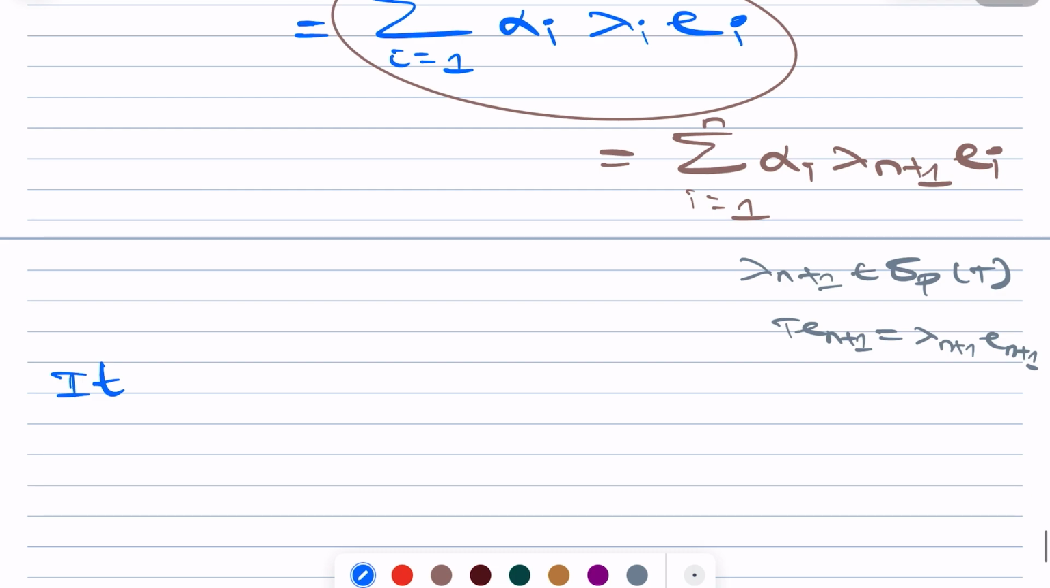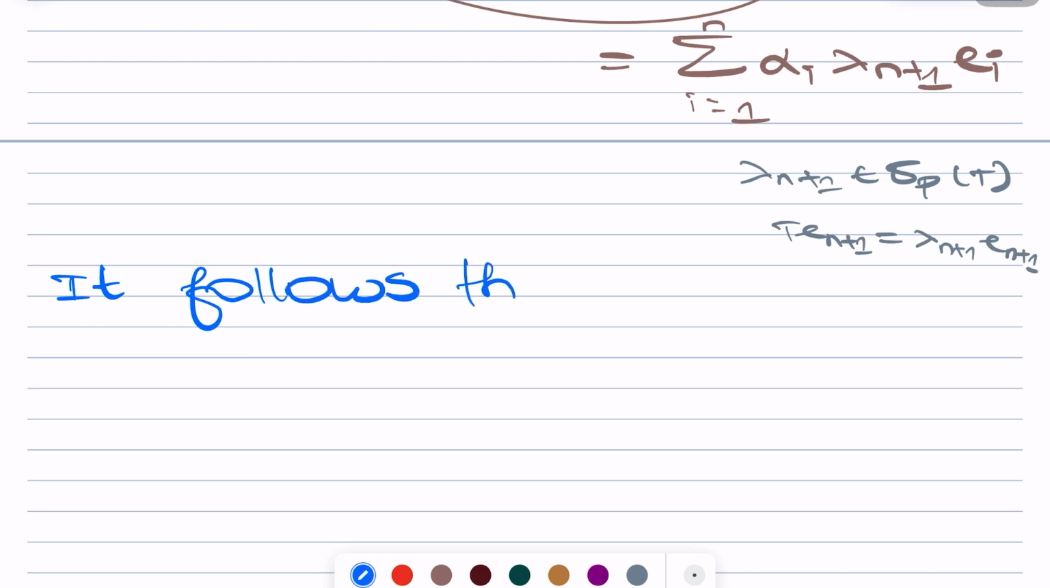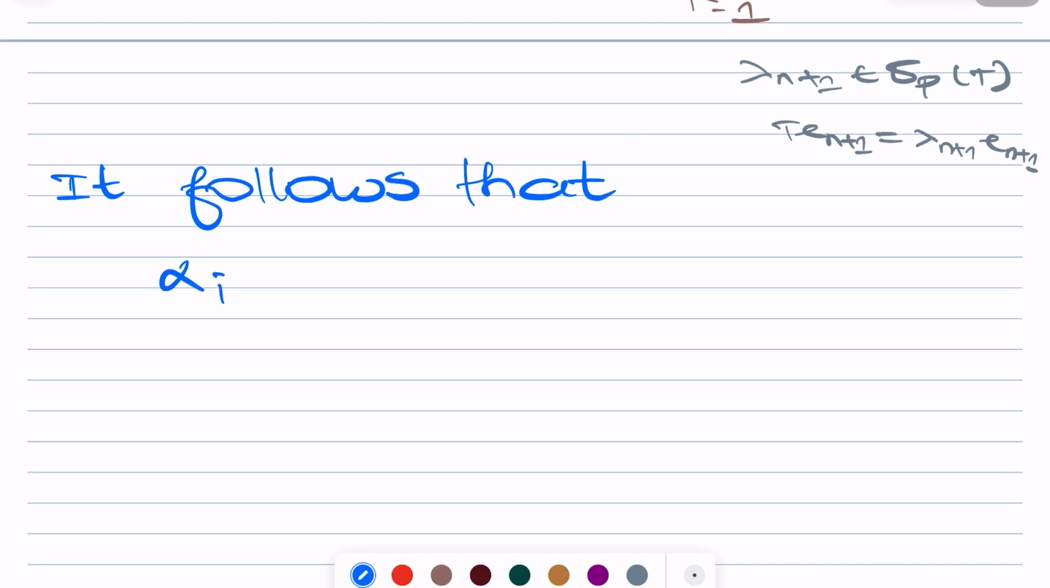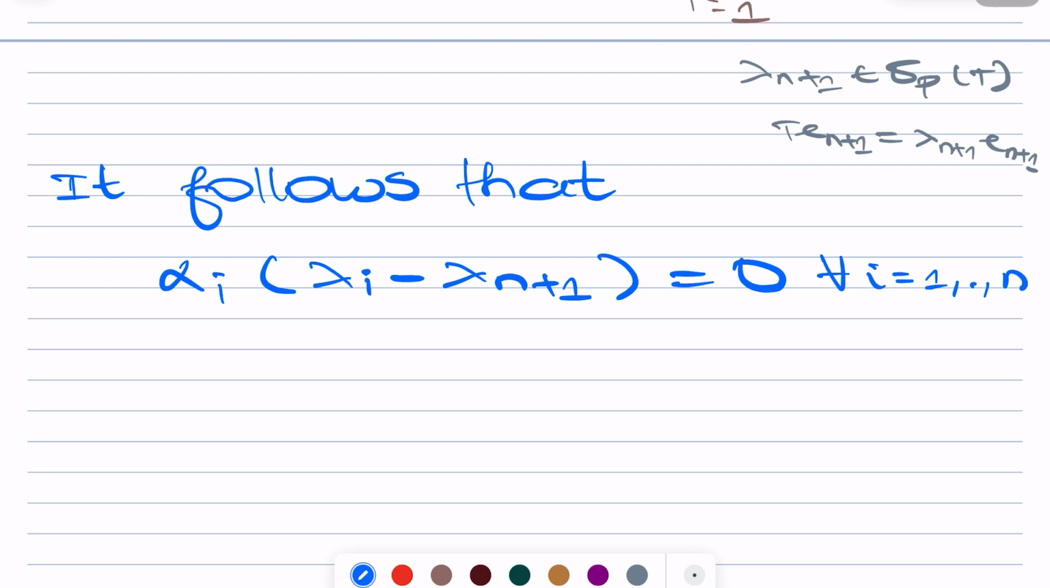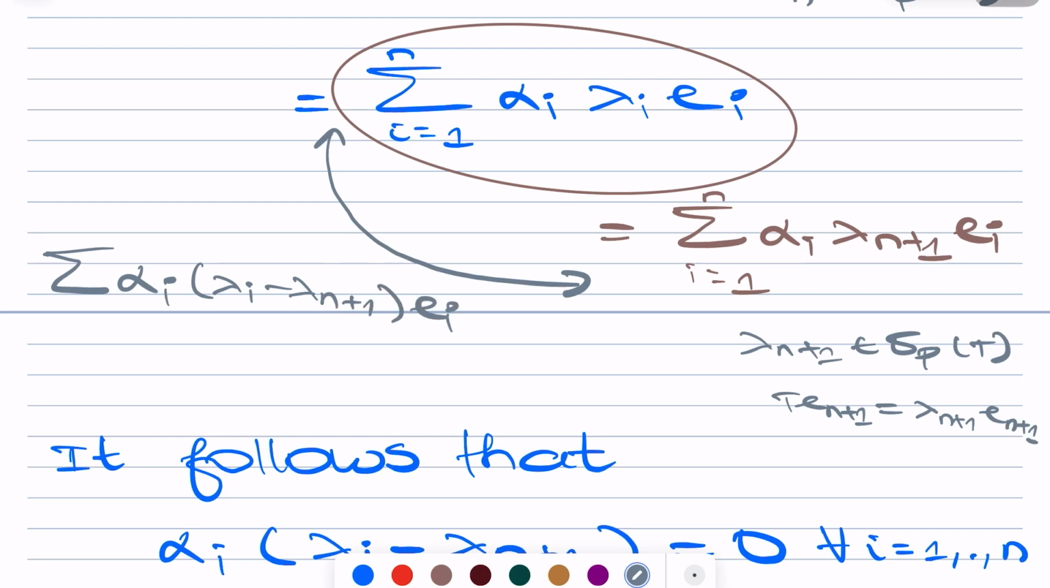So from these two relations here, if you move the right-hand side to the left-hand side, it follows that the summation of alpha_i times (lambda_i minus lambda_{n+1}) e_i, i running from 1 to n, is equal to 0.